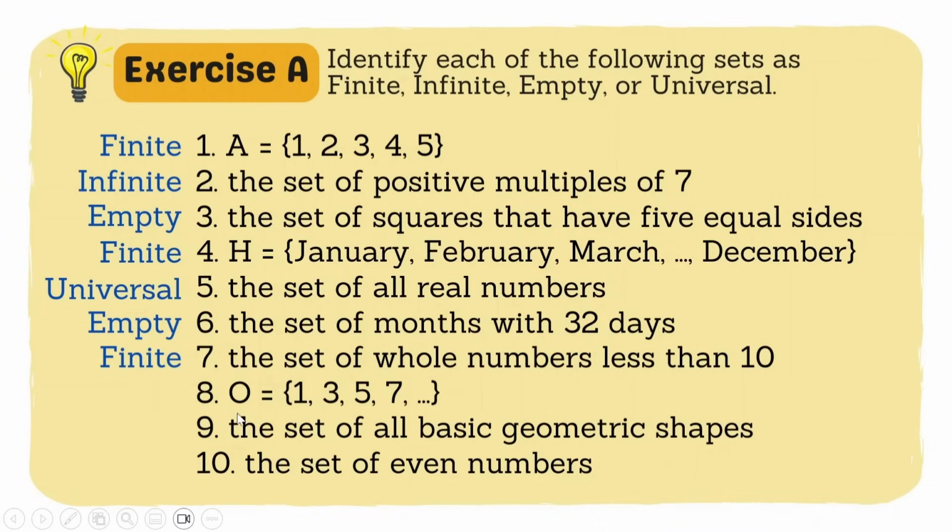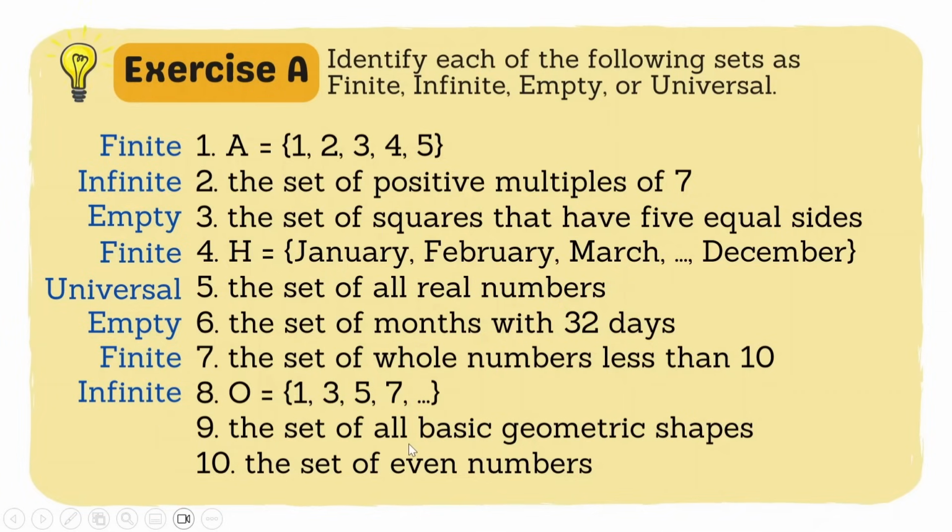Number 8, we have set O is equal to, we have 1, 3, 5, 7, and meron po tayong ellipsis, which means is unending. Okay, hindi na po yan matatapos. So, we have 1, 3, 5, 7. As you can see, ano po yung pattern natin dito? These are odd numbers. Okay, we have positive odd numbers. So, ano pong susunod sa 7? We have 9. Anong susunod sa 9? 11, 13, and so on. Okay, kaya this is infinite.